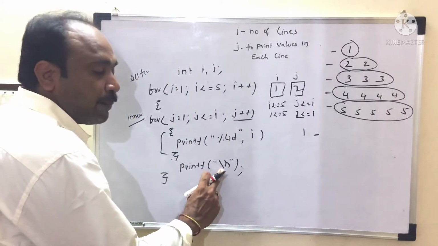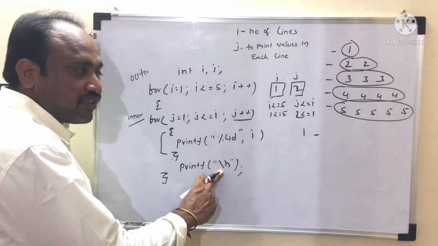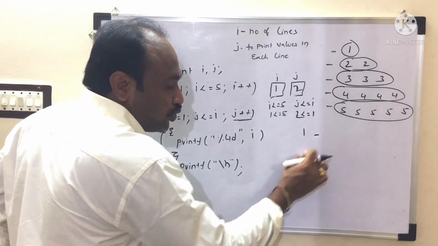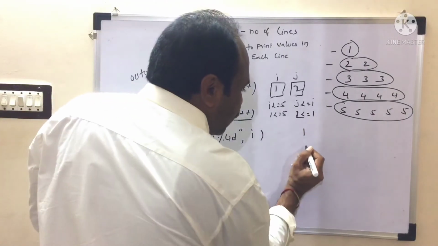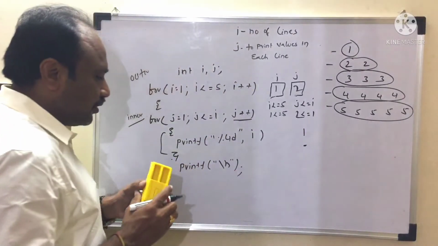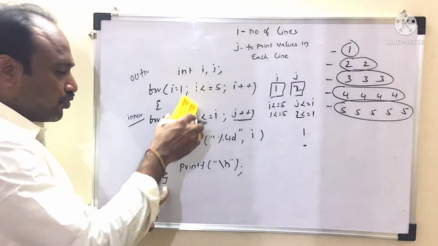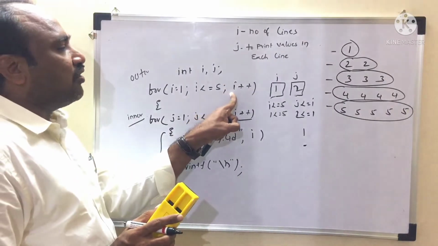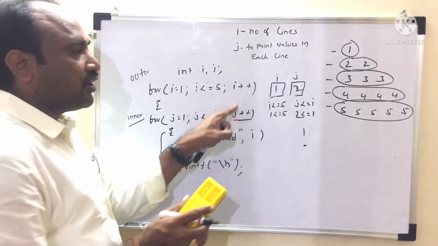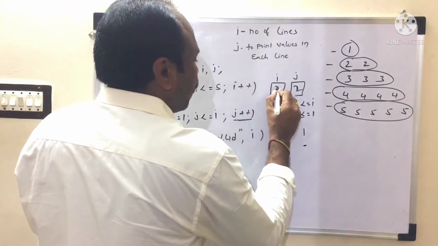Here I am using the \n escape character. The purpose of this is that the cursor is moved to the next line. Because of using this, my cursor is moving to the next line. Next, what was the outer for loop close? If the outer for loop closes, go and increase the value in the outer for loop. I plus plus, I equal to I plus 1.